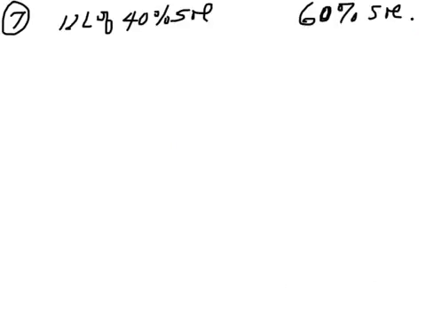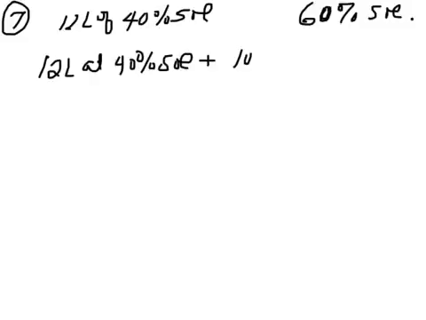All right, if we look at problem number 7, it says how much pure antifreeze must be added to 12 liters of a solution of antifreeze to obtain a 60% solution. Okay. So what we've got is this 12 liters, right, at 40%. And we're going to add some at 100%. We don't know how much we're going to add, right? We're going to put like X at 100%. When we get done, we want to have a 60% solution.